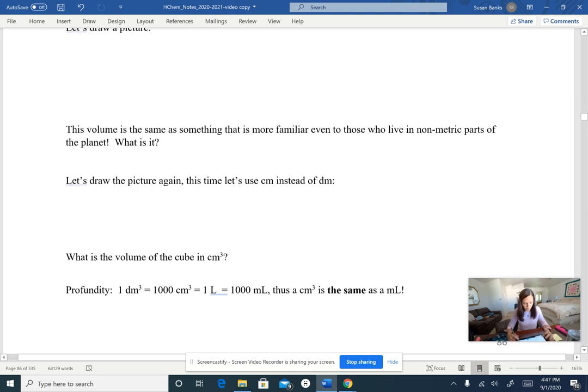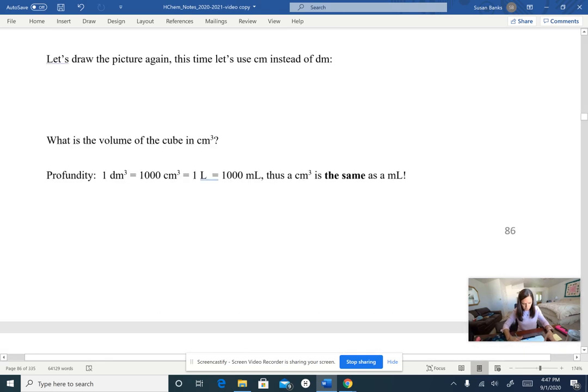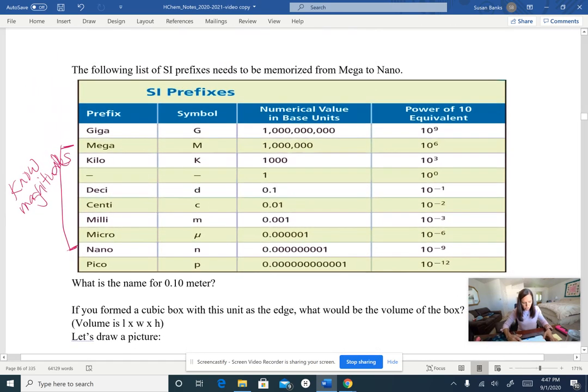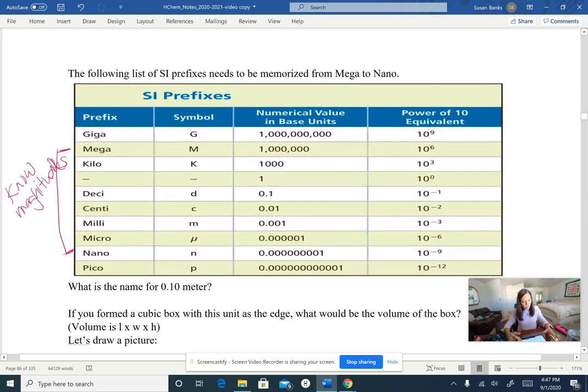So if I had, whoa, what just happened? Where did my stuff go? So if I had a megameter, I would have a million meters. Okay, kilo means 1,000, just like a kilogram is 1,000 grams, or a kilometer is 1,000 meters. And then we have our base unit, which is 10 to the 0.